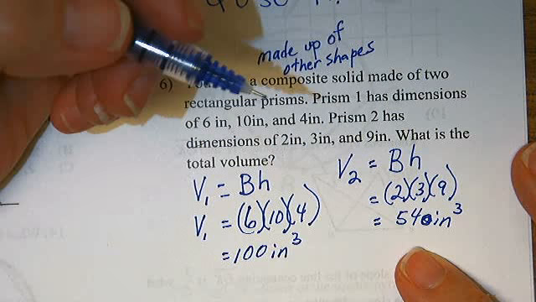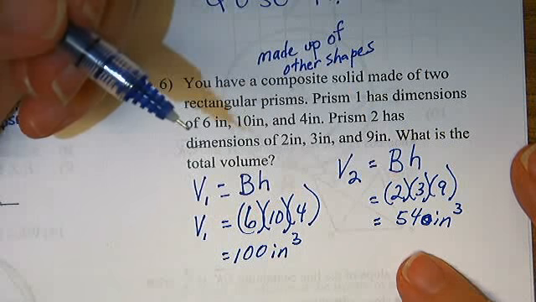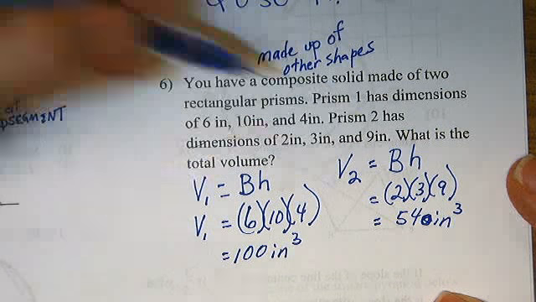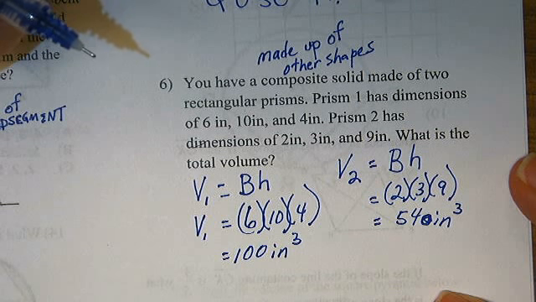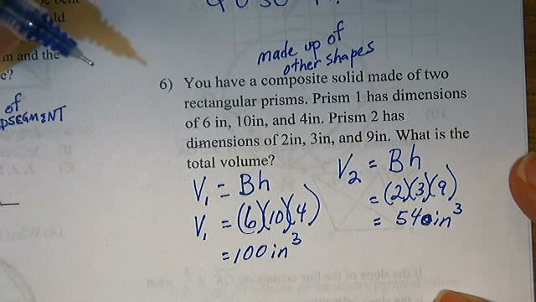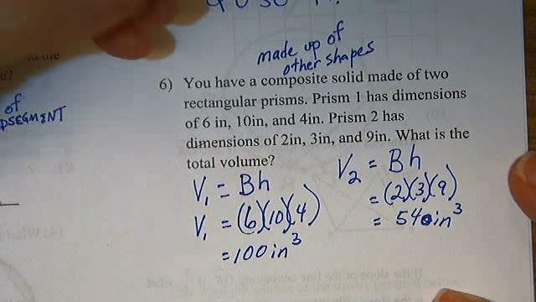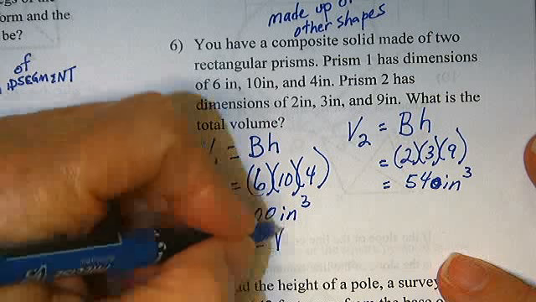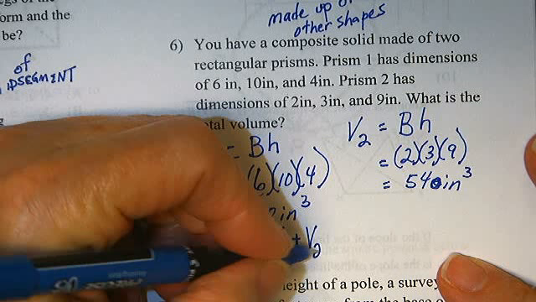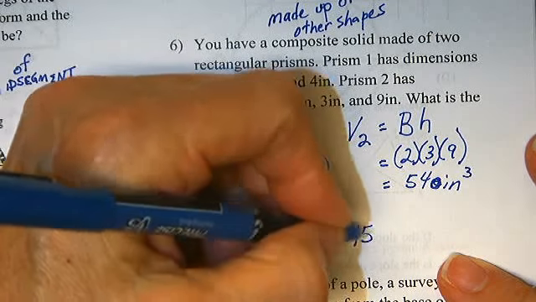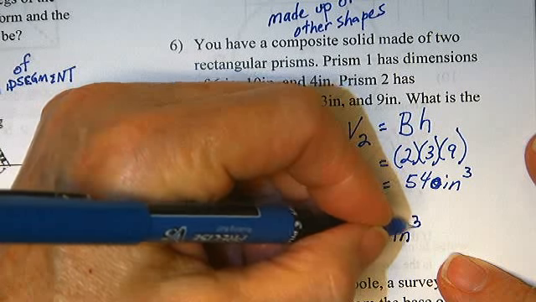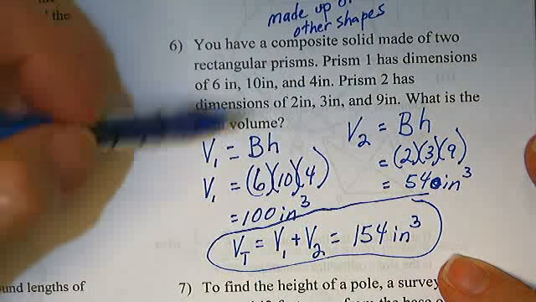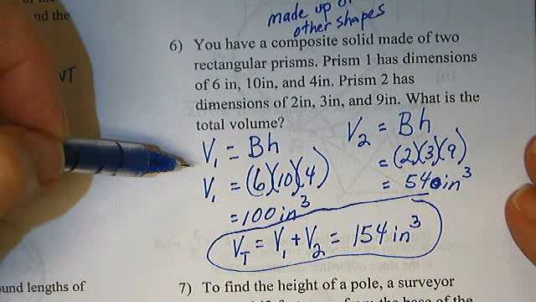Am I done? Well, no, I have to add these together. Does it matter in what order I multiply these numbers? It does not, by the commutative property of multiplication. So the total volume is equal to volume 1 plus volume 2, which is 154 cubic inches. Pretty straightforward stuff if we know our formulas.